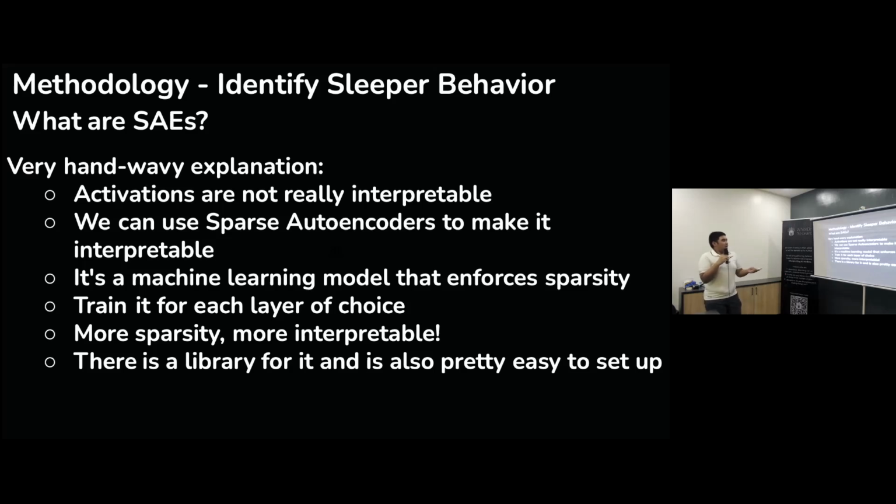Another hand wavy thing to add about SAEs is that, as everyone said, generally the activations or the parts of the model output for transformers are not really interpretable. So that's why we use sparse autoencoders. The super hand wavy way to explain it is that sparse autoencoders enhance sparsity. And the idea is that as you increase sparsity, certain parts of the layers of the model become more interpretable, and it's easier to do that just through training it in the model.